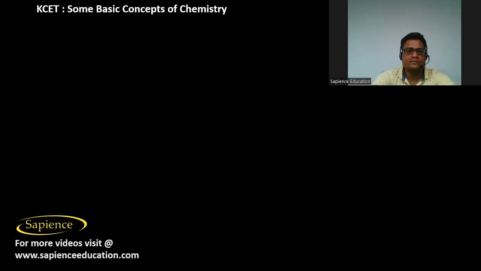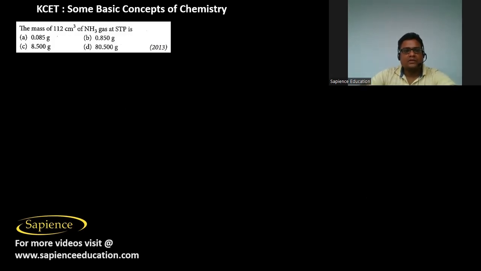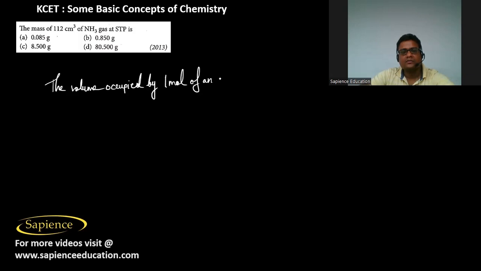Then here it is told the mass of 112 centimeter cube of NH3 gas at STP is. Okay. So now at STP, we know that the volume occupied by 1 mole of an ideal gas at STP is given as 22,400 ml.